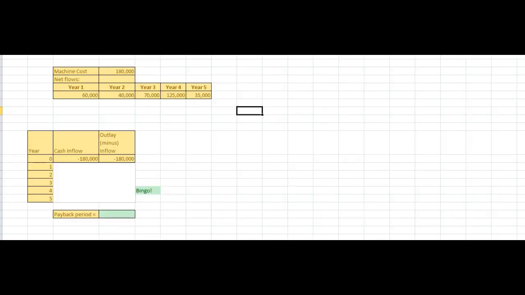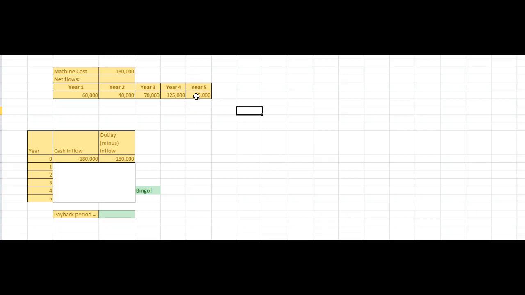So let's get started. I may break this into two because there's quite a bit to cover and I don't want to rush through it. Our first one is we are buying a machine that costs $180,000. And as you know, each machine or each investment would have a net cash flow each year. So this machine has a 60,000, a 40,000, a 70,000, 125,000, and a $35,000 return in each of these years.